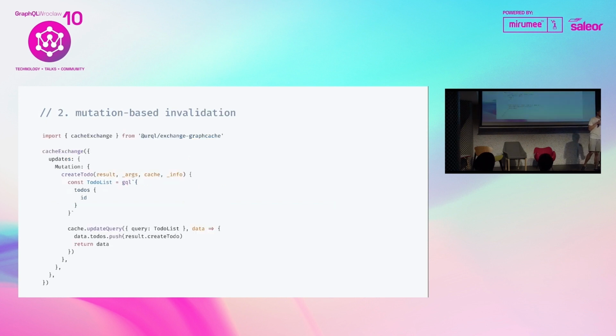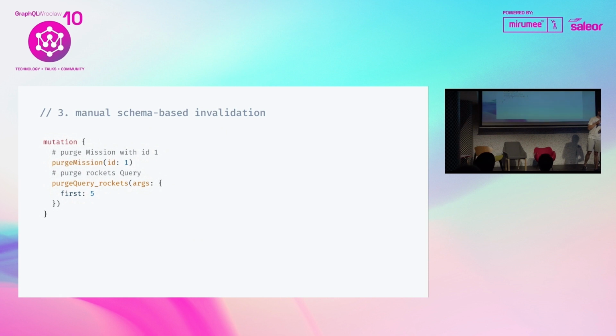Mutation-based invalidation, this is an example in Oracle. Again, I'm a bit biased because the Oracle creators work at Stellate, but the idea is basically you can do it as well in Relay or Apollo Client. I have a mutation, and with that mutation, I now change the local state in the client. And then last but not least, you can have invalidation based on the schema. So if I say, I have a mission here, this is, I think, the SpaceX API, I want to invalidate all the stored queries that have the mission with ID 1. So that's something we, for example, provide with Stellate.